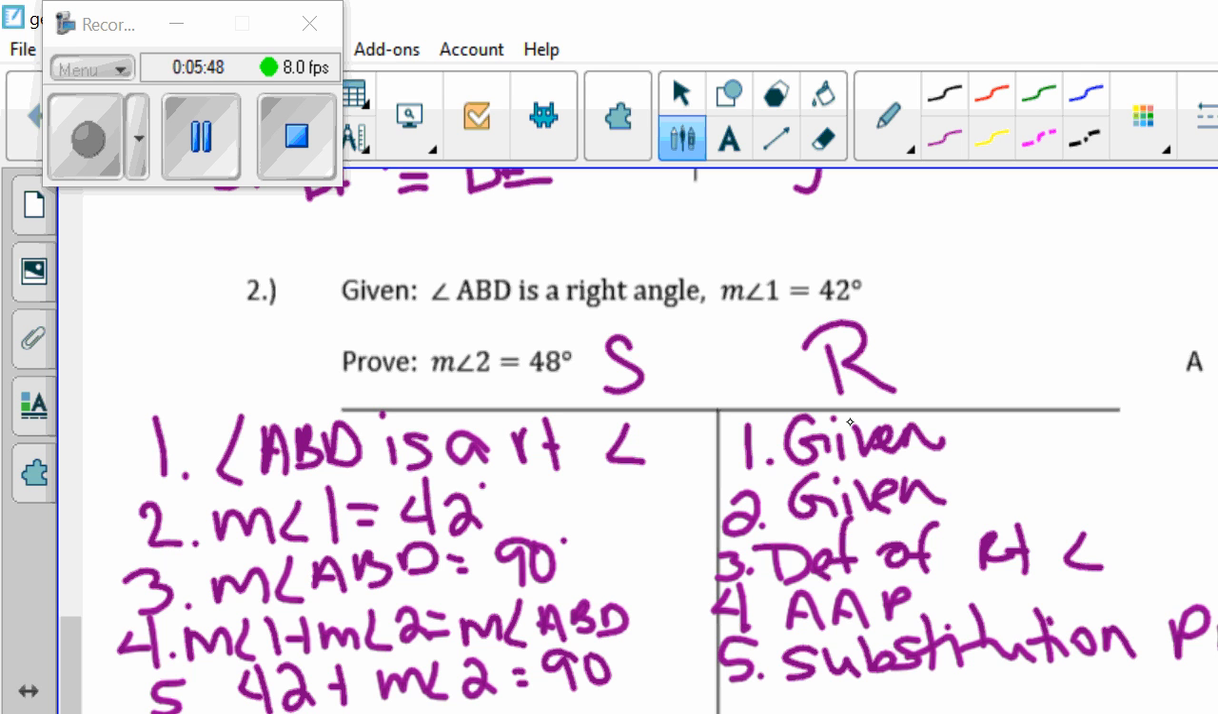And now I can solve this to get the measure of angle 2 by itself. So then I get measure of angle 2 equals 48 degrees. My reason, what I did, I subtracted, right? So subtraction property of equality.